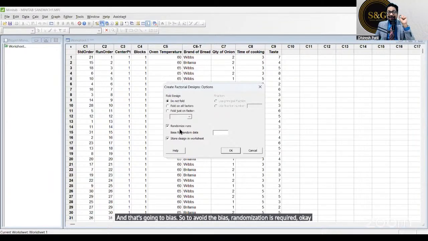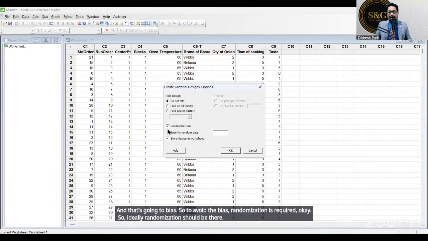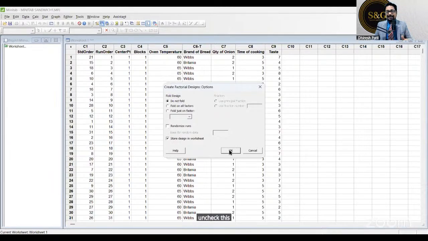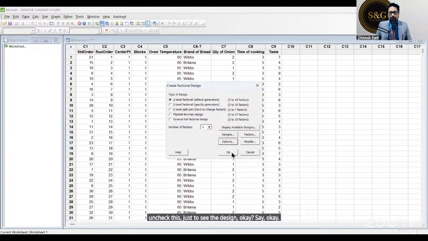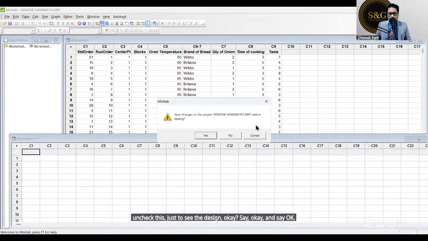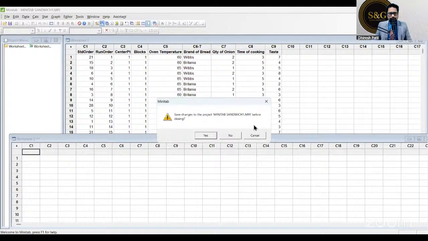So ideally randomization should be there, but right now let's uncheck this just to see the design. Okay, say okay and say okay. What happened? I don't know. There is some error today. Okay, let me just quickly look. Okay, everybody got the design? My Minitab is, just give me a quick yes.